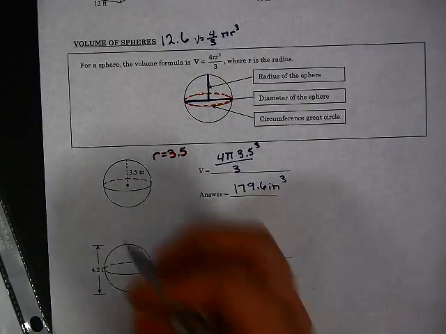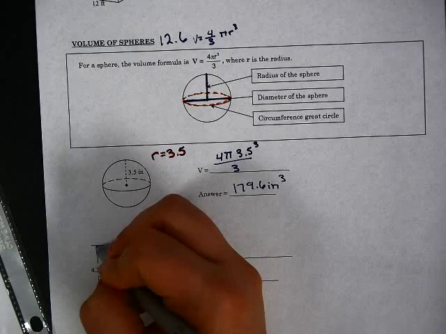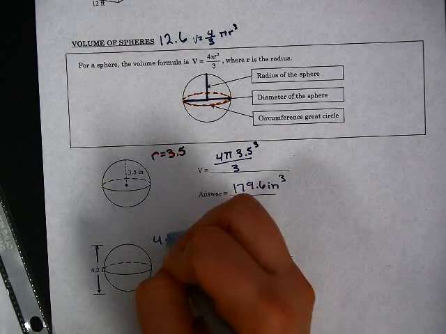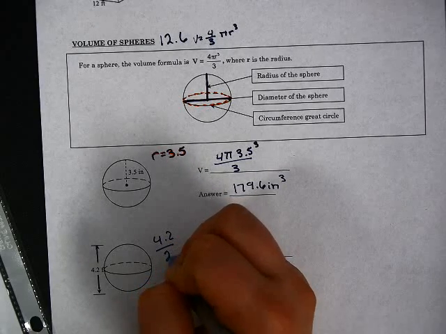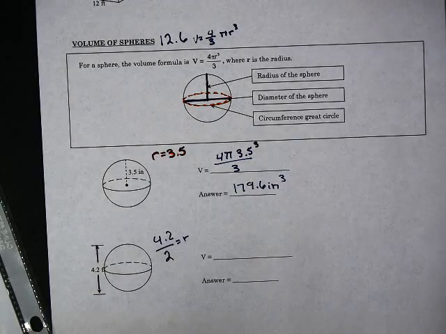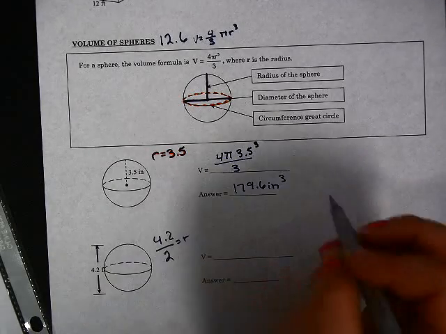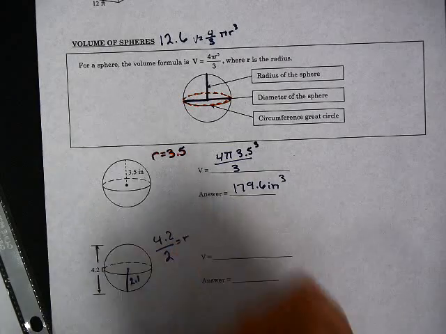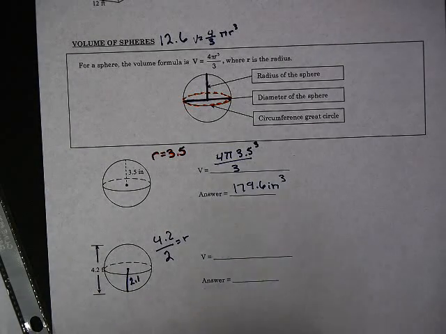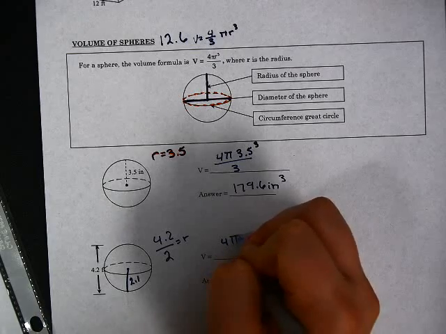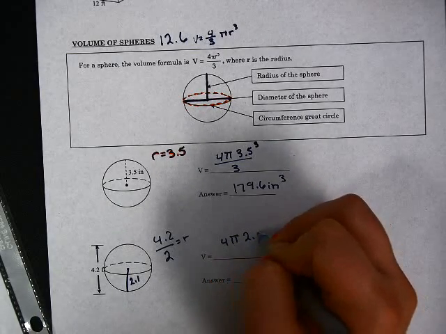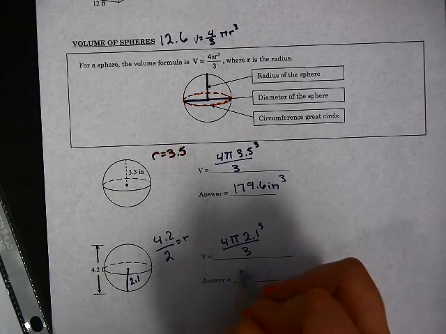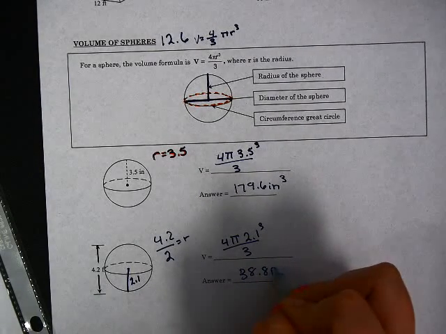The last one that we're dealing with gives us our diameter. So if we wanted to find our radius, we would take 4.2, divide that in half, and that's going to equal our radius. So from here to there is 2.1. So we're going to do 4 pi times 2.1 cubed, divide that by 3, and we get an answer of 38.8 feet cubed.